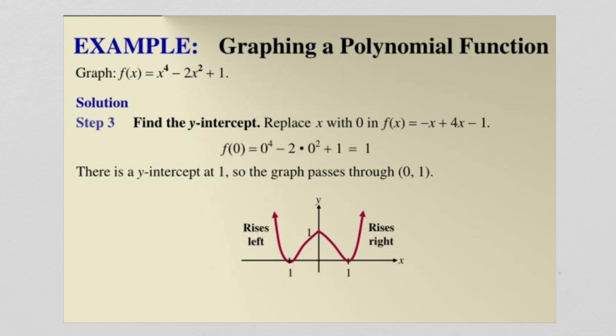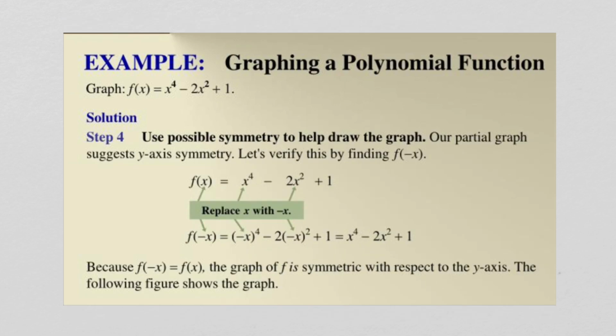So here's the graph again. Rises to the left and rises to the right. Okay, so for possible symmetry to help draw the graph or partial graph, it suggests that we have y-axis symmetry.